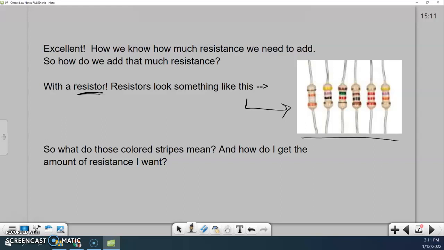So, these things here are resistors, and they're not nearly that big. Obviously, this is very zoomed in. They're actually quite small. But we have boxes full of these here at school.